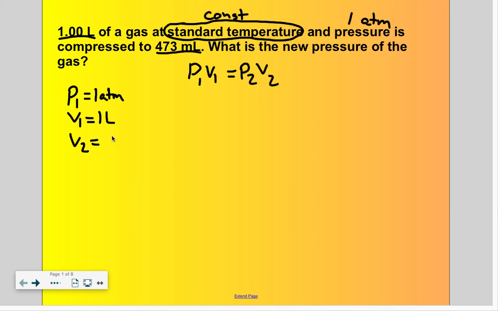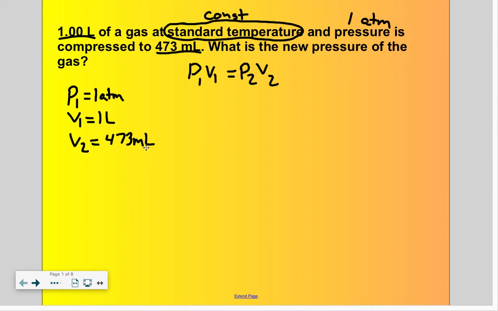My V2 is given as 473 milliliters. Uh-oh. This is the very first problem, aside from the notes, where I can see that my volume units don't match, and I need them to match.